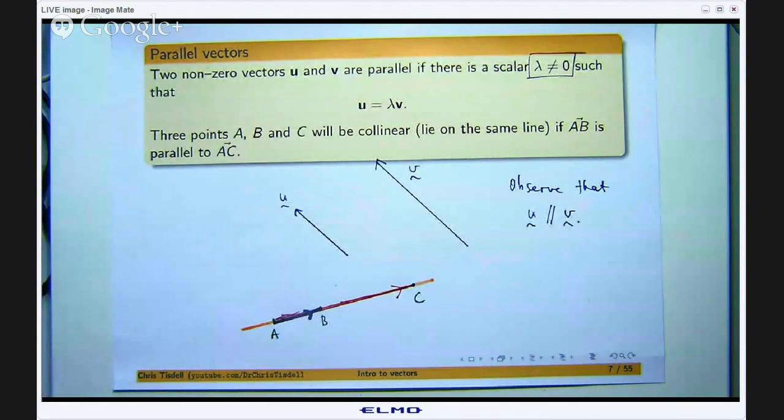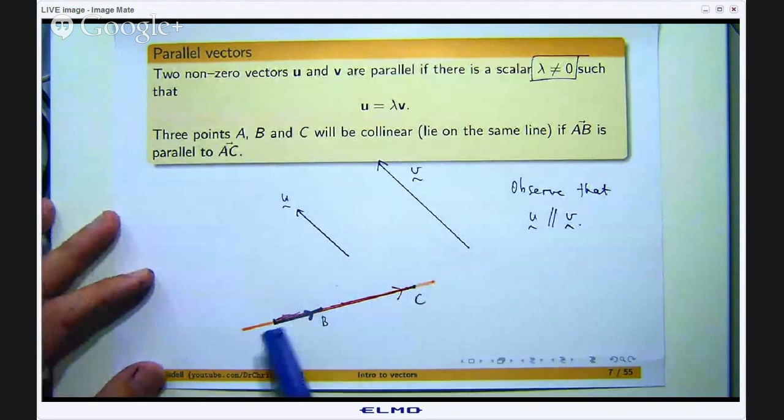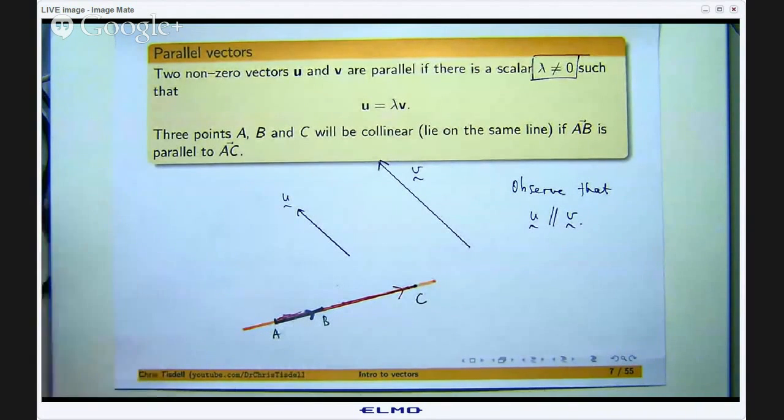Now you can see in this picture that AC is definitely a multiple of AB, so they're definitely parallel. So this then gives us a test to determine whether or not 3 points are collinear. What you would do is look at the vector AB, look at the vector AC, and ask yourself, are they parallel? Is one a scalar multiple of the other?